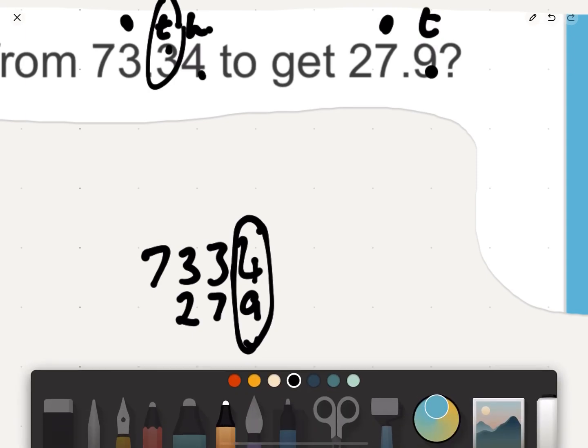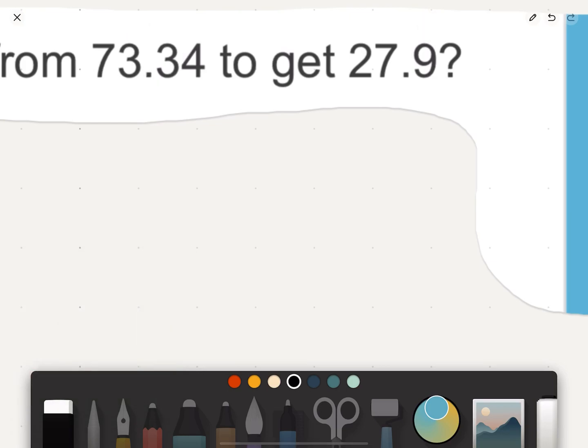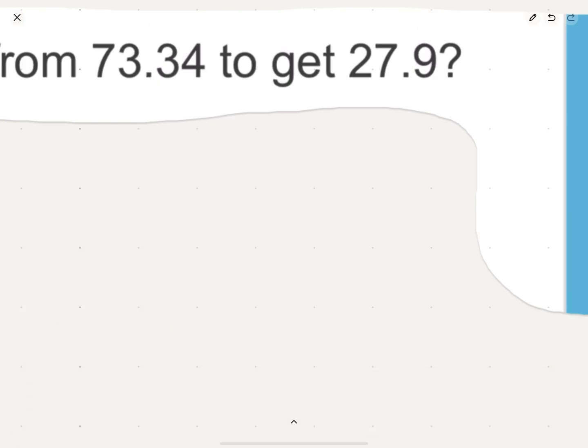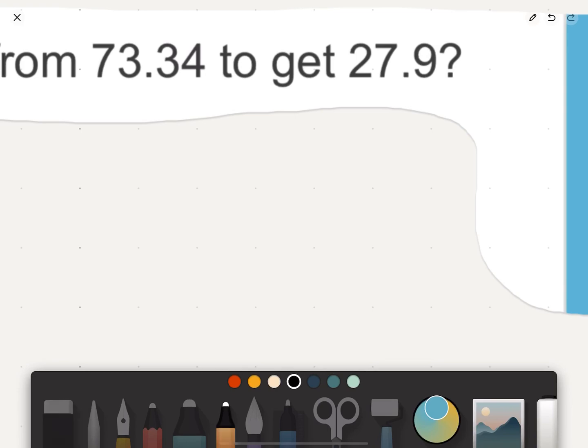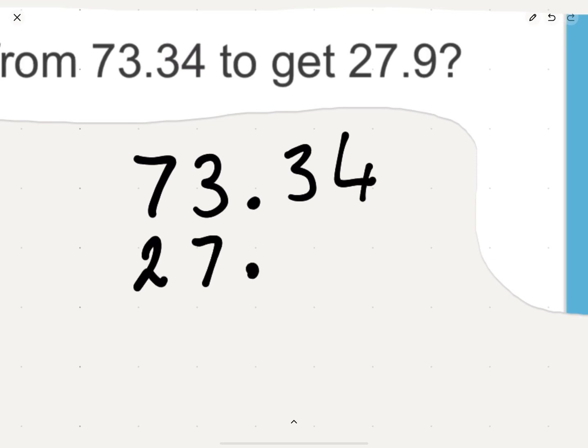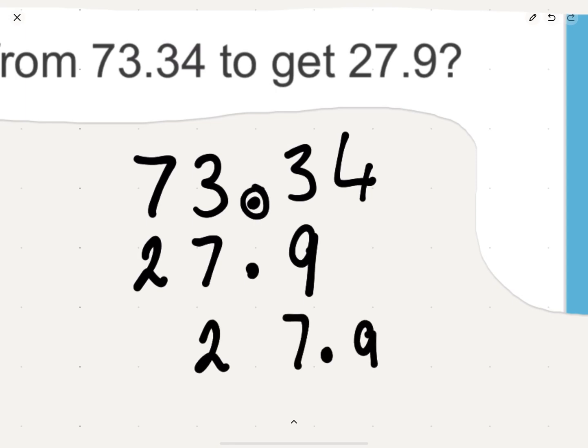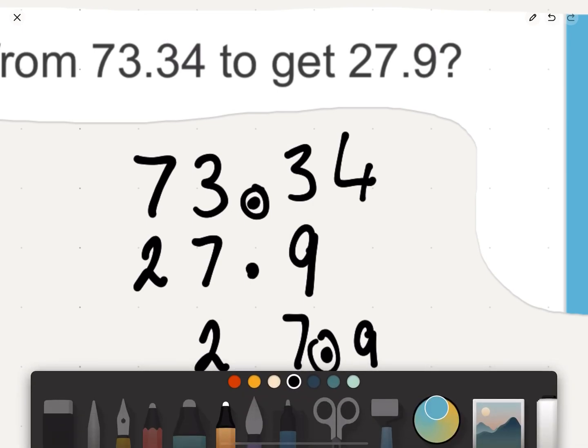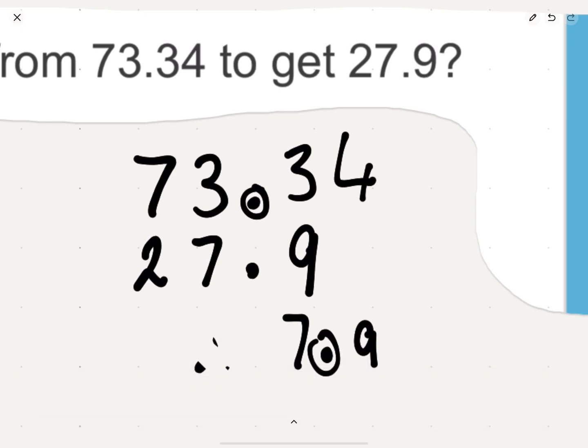So when it's actually set up, it'll look like this: 73.34, and then 27.9. Now, what some of you, hopefully none of you, would do is move the decimal point between the two numbers, which is completely impossible. The decimal point is a fixed point and doesn't move.